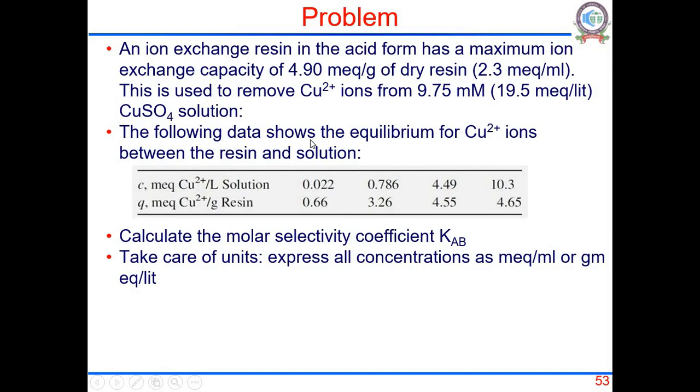The following data give the equilibrium for copper ions between the resin and solution. What I would like you to do is calculate the molar selectivity coefficient K_AB for the copper ions to go inside the resin and H plus ions to come out from the resin. Take care of units, and express all concentrations in terms of milliequivalents per ml or gram equivalent per liter. They are the same. Pause the video, do this problem for yourselves and then see the solution.